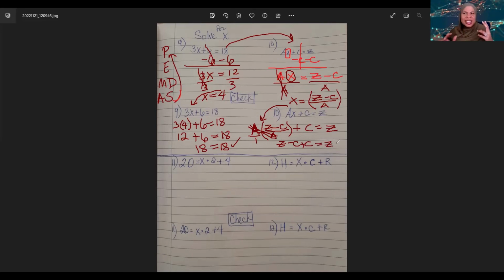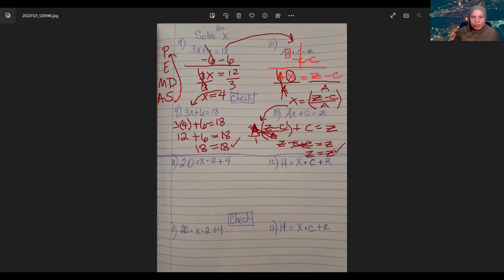Now, I have the C's canceling each other out. And so what do I have? Z equals Z. So Z equals Z, I know that's correct. Okay, so that's how you do that.